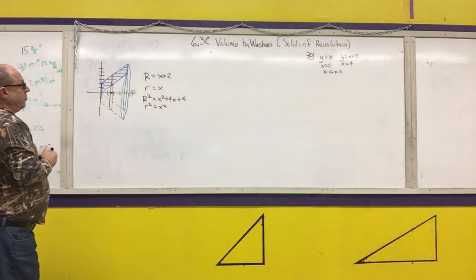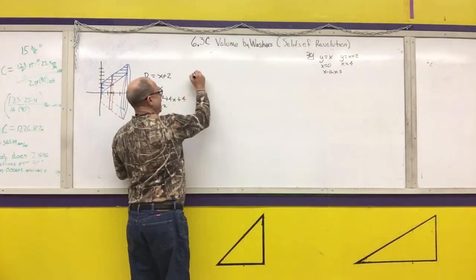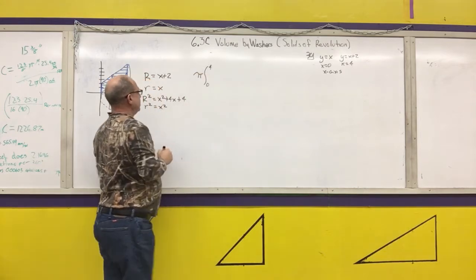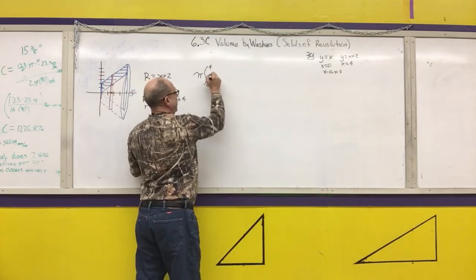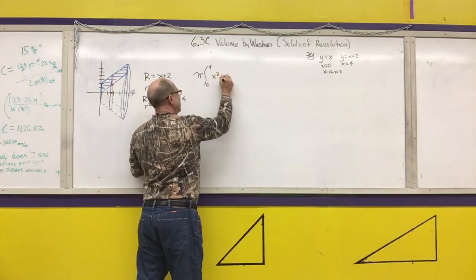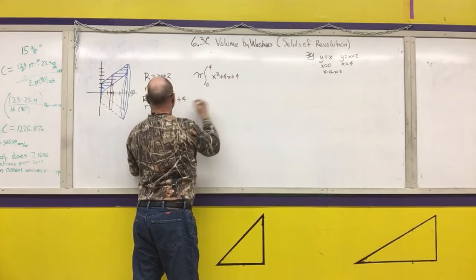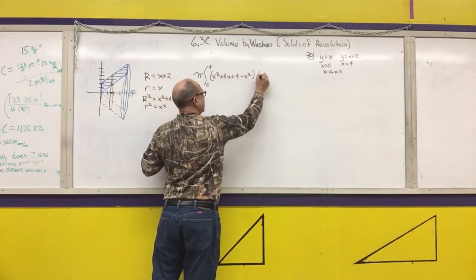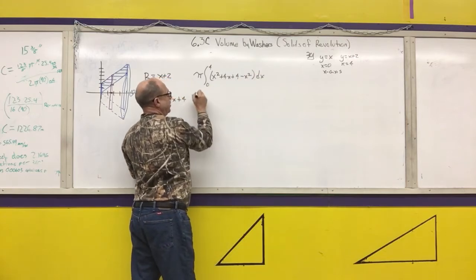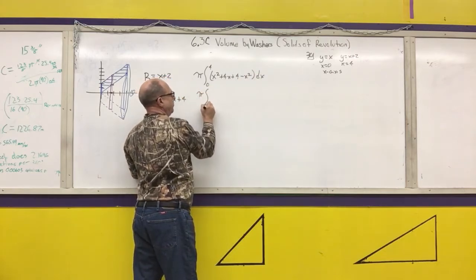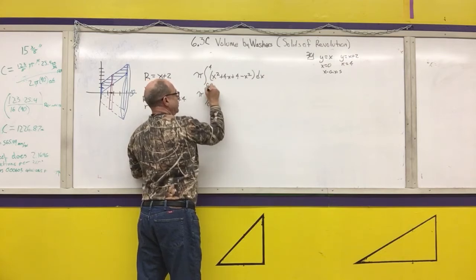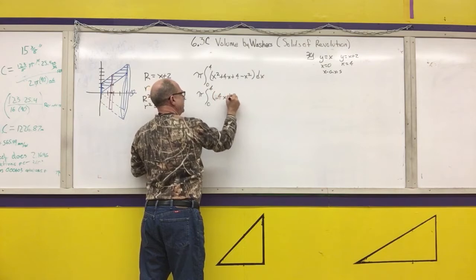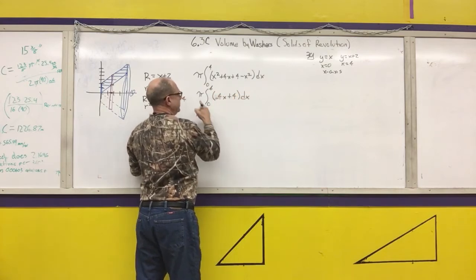I can now write my integral. My integral is pi, lower limit of 0, upper limit of 4, of big R squared minus little r squared dx. Notice x squared and x squared give me the 0 when I subtract that one. So I end up with the integral of 4x plus 4 dx times pi.